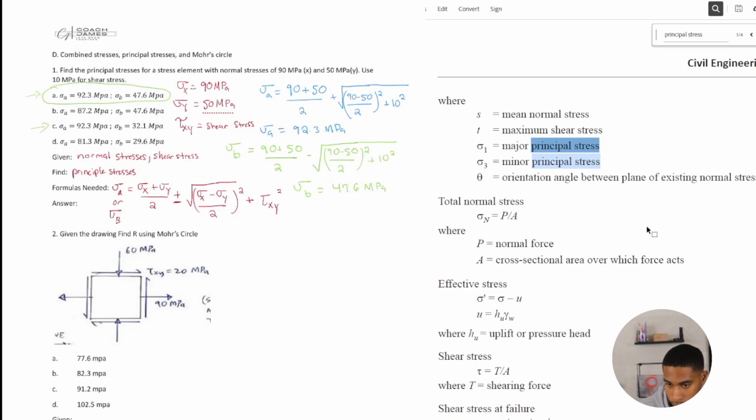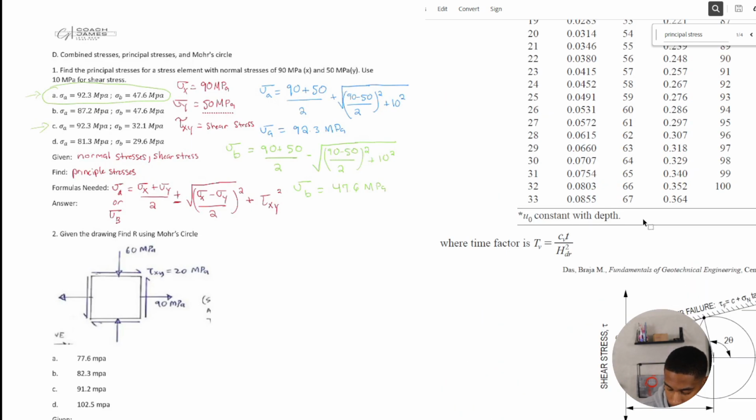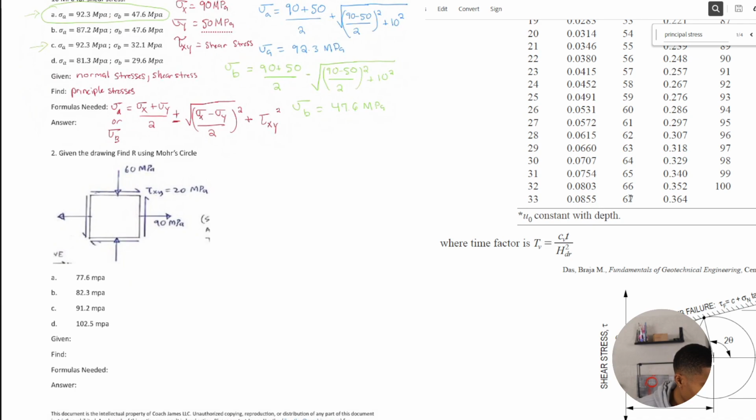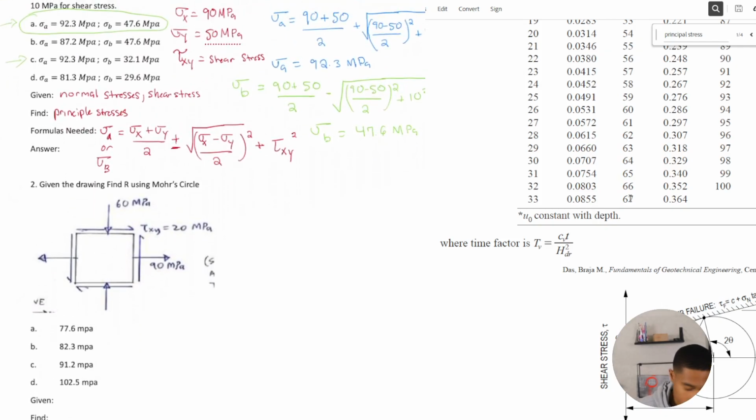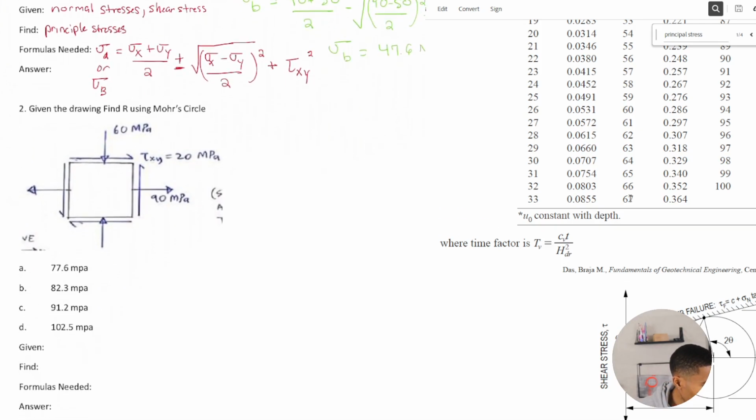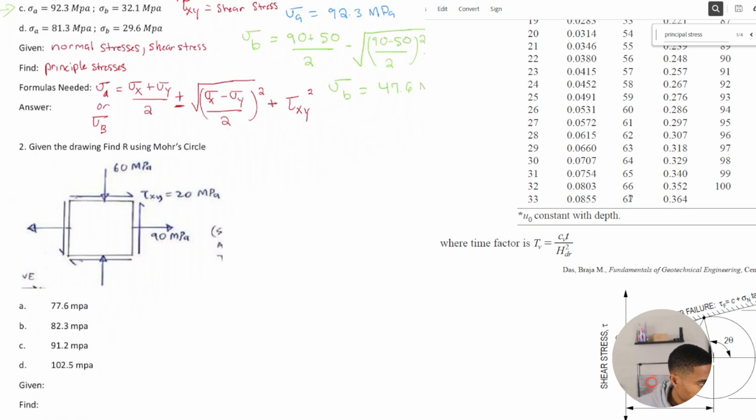So what information am I given? Well, I'm given an image. It looks like I'm given my tau XY, which is 20 megapascals. I'm given 60 and 90 pascals as well. But first, I know I'm trying to find R. You may not be able to see on your end me scrolling up, but you still want to say what you're given and what you're trying to find. You might be able to see if I zoom in more. So you are given your shear stress.